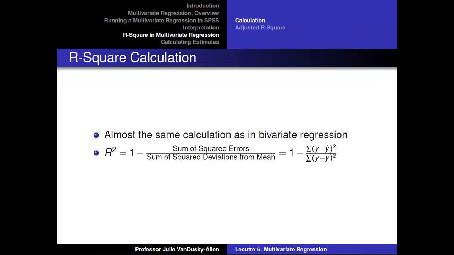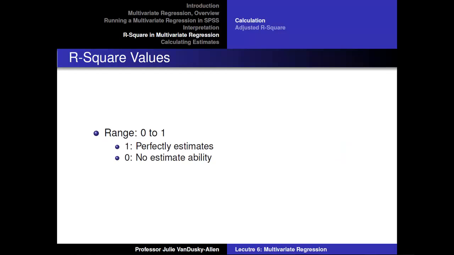Now on to interpreting the R-squared in multivariate regression. It is almost the same calculation as in bivariate regression. The only difference is now that we have multiple independent variables in our models. Recall that an R-square of 1 means that our model perfectly estimates our dependent variable, and an R-square of 0 means our model cannot estimate our dependent variable at all.